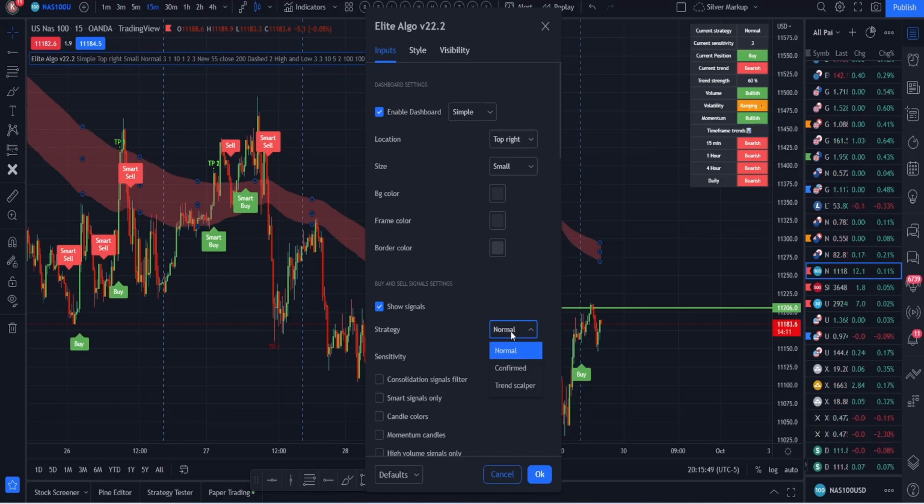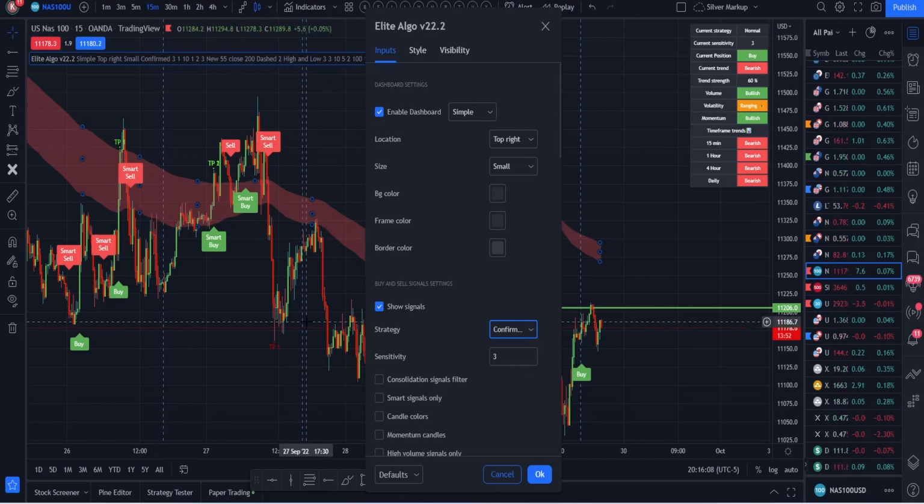But here's what I like. You have different levels of trading. So you have the normal, which is what I use the most because it gives you just solid entries, and you can calibrate where the market is, where the algorithm is looking for in the market to confirm a trade.